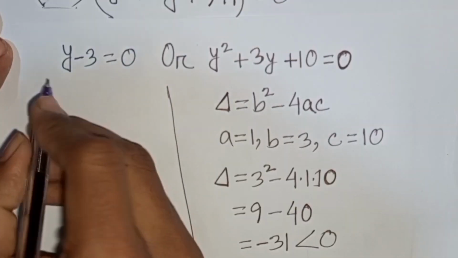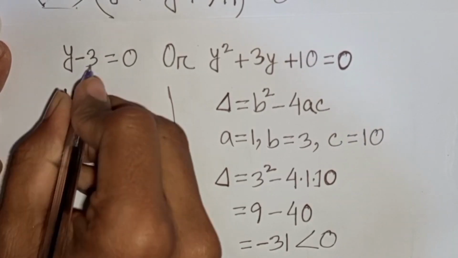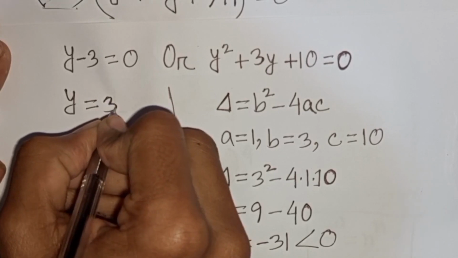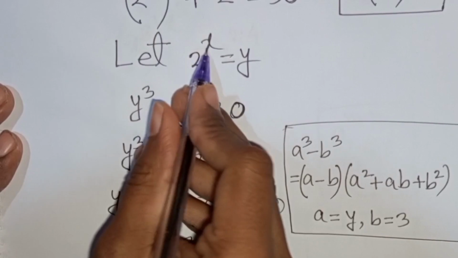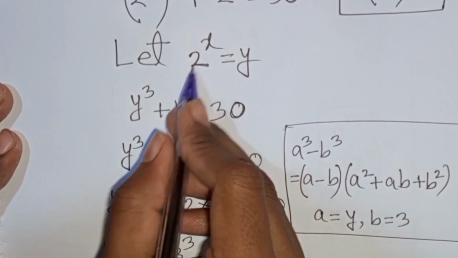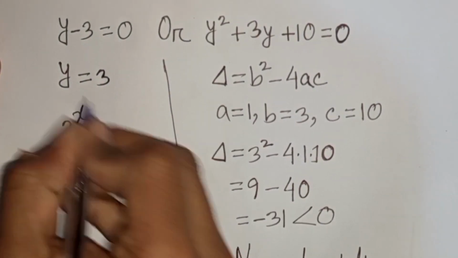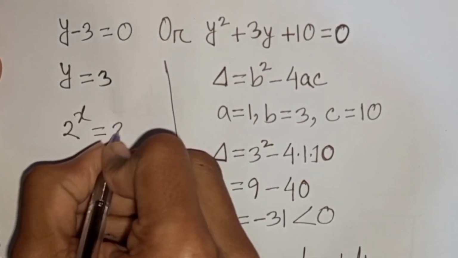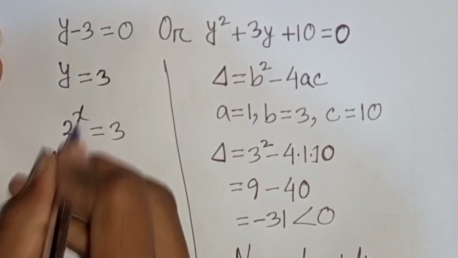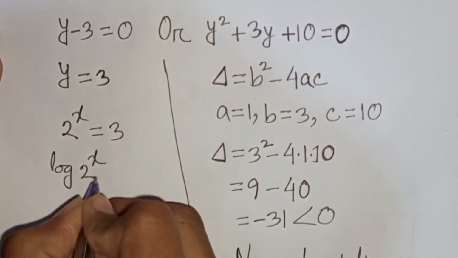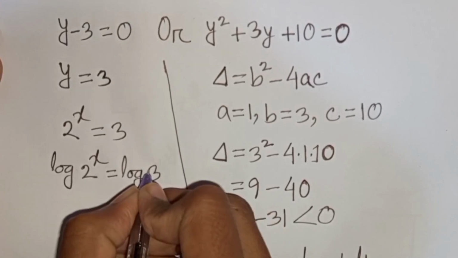Now from here y is equal to this minus 3 take to the right side, so this will be plus 3. Now we see y is equal to 3, but remember that we let 2 power x be substituted by y. So y, that means 2 power x. So y, that means it will be 2 power x is equal to 3. Now we take log in both sides. You can write here log of 2 power x is equal to log of 3.